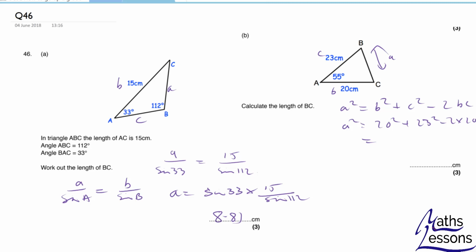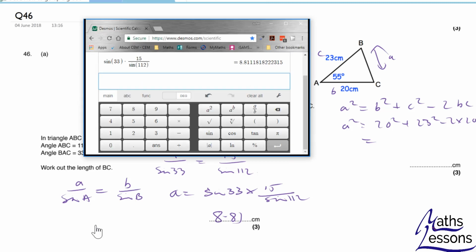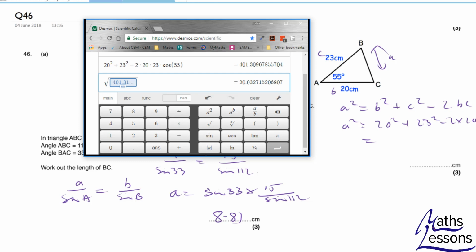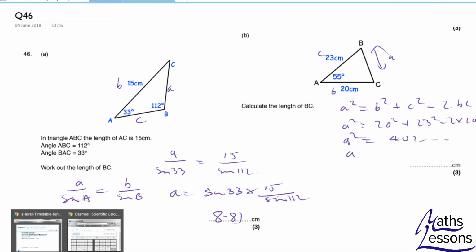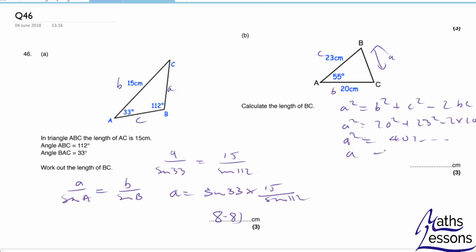Grab your calculator. So we're going to get 20 squared plus 23 squared minus 2 times 20 times 23 times cos of 55. That gives you 401. We want to square root that answer to get our final answer. It's 20.03. So a squared is roughly 401 point something, and a came out to be 20.03. So it's 20.0 to 3 significant figures.